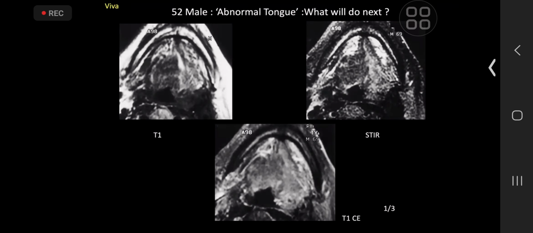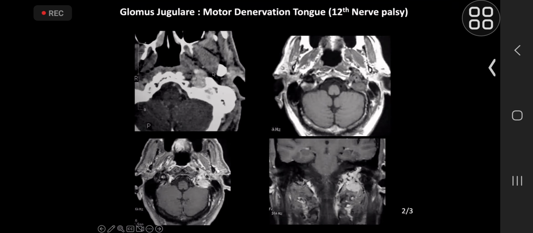The concept is that motor denervation can happen in any part of the body. But when it happens to the hypoglossal nerve, there are changes in the tongue, in the hemi-tongue. Initially, it will be like edema. High signal on STIR, and if you give contrast, it will enhance. Then it will become subacute. The STIR will not be as high, and there will be some fatty infiltration. In chronic, it will become just fatty.